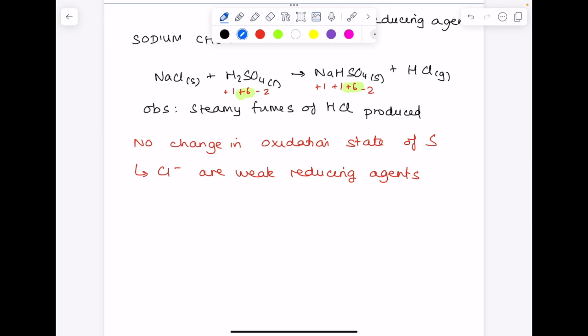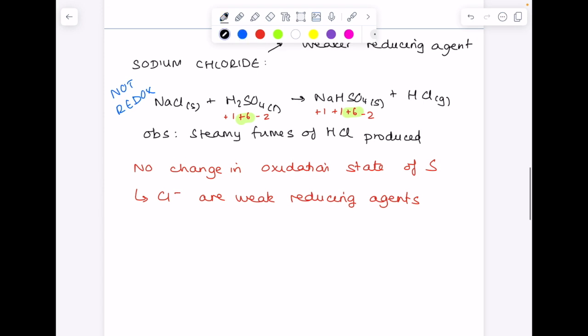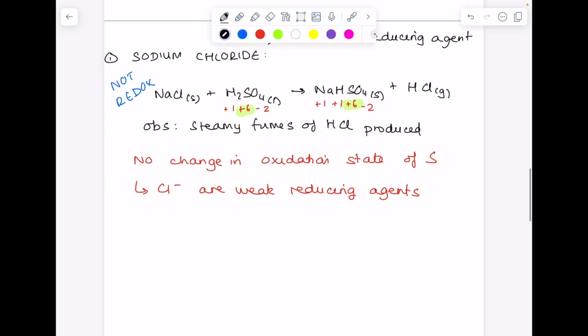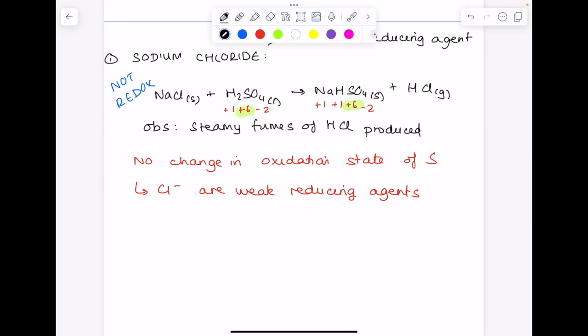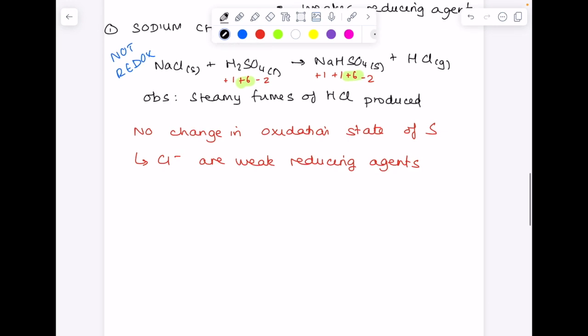Just as an aside, by the way, we can infer that this is not a redox reaction. And it's actually because that oxidation number of sulfur hasn't changed, so we can't say that oxidation and reduction have both taken place here. So we've dealt with sodium chloride. Moving down a halide ion, we're going to take on sodium bromide.